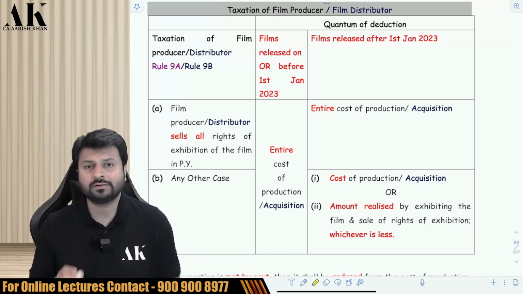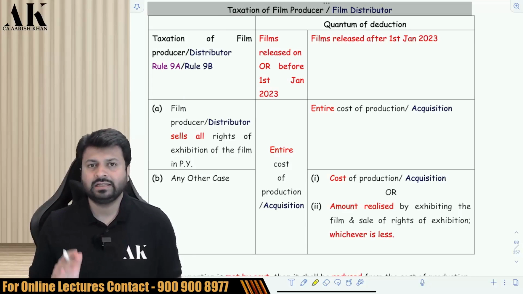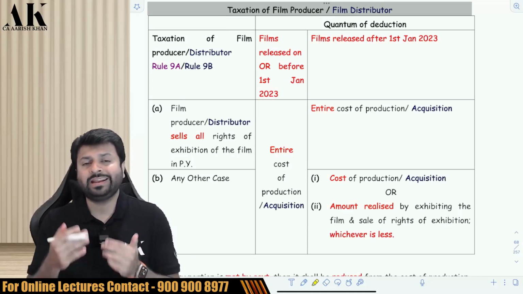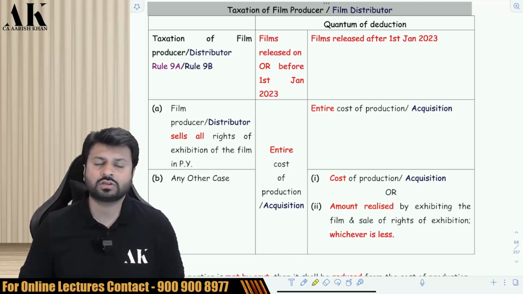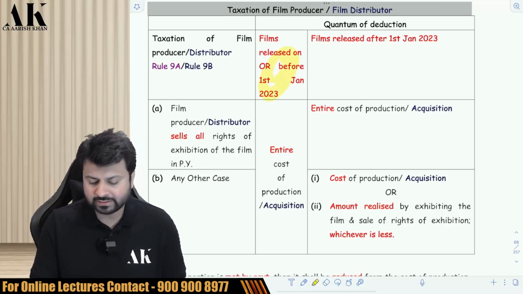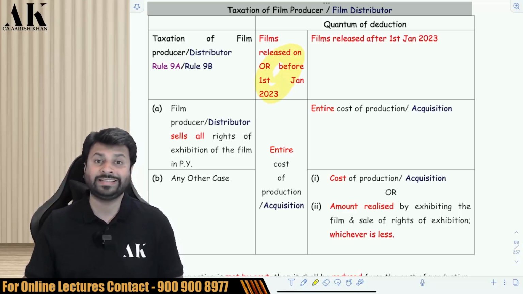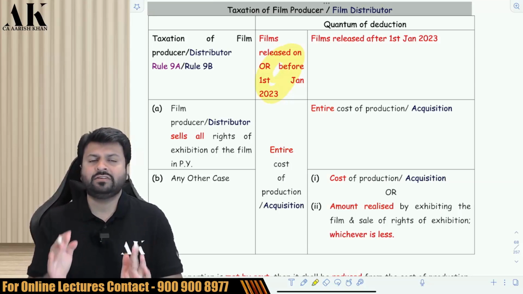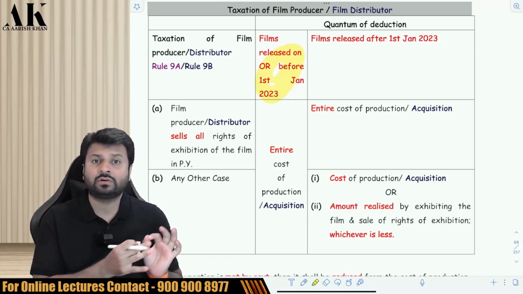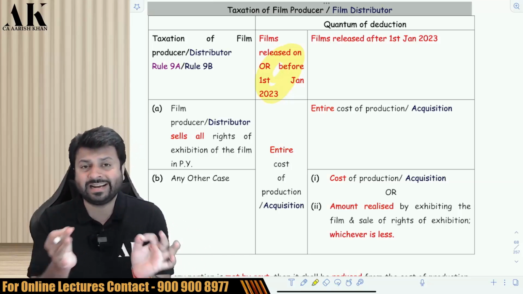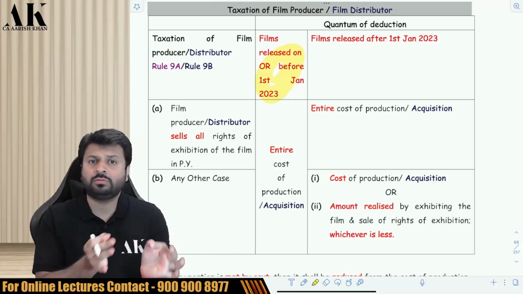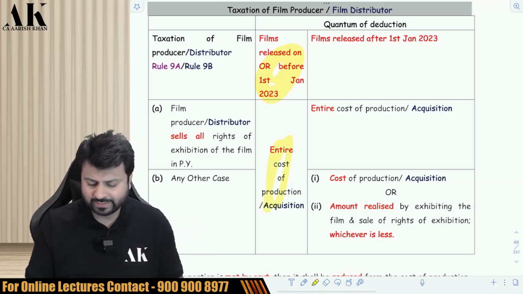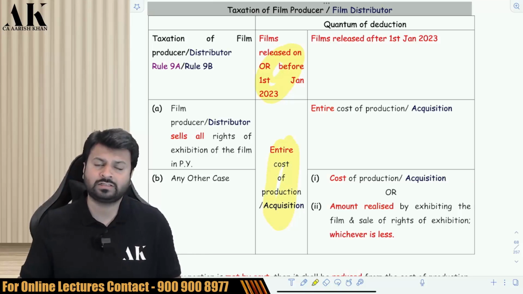Suppose there is a producer who has made a film, and after that, how will he recognize his cost? Suppose the cost of production of the film is 100 crore rupees. How will he recognize the cost? So here everything depends upon the release date. If the film is released on or before 1st Jan 2023, that means if the film is released at least 90 days before the year ends, so if the film is released at least 90 days before the year end, that is on or before 1st Jan 2023, then the entire cost of production will be allowed as deduction in the current year.